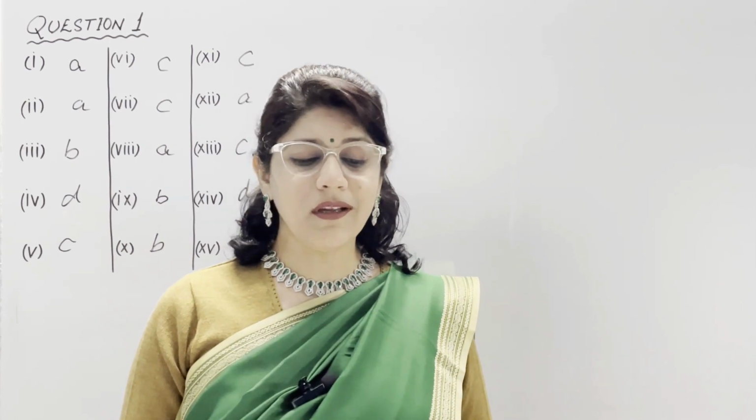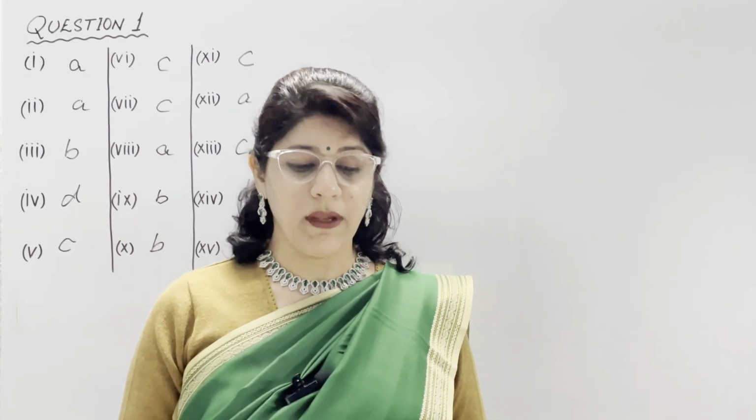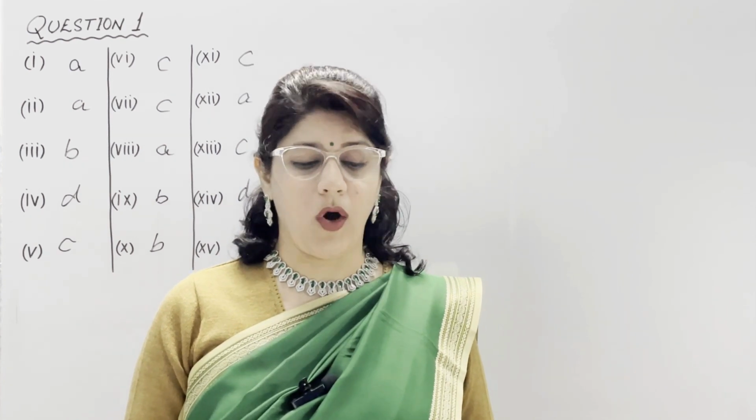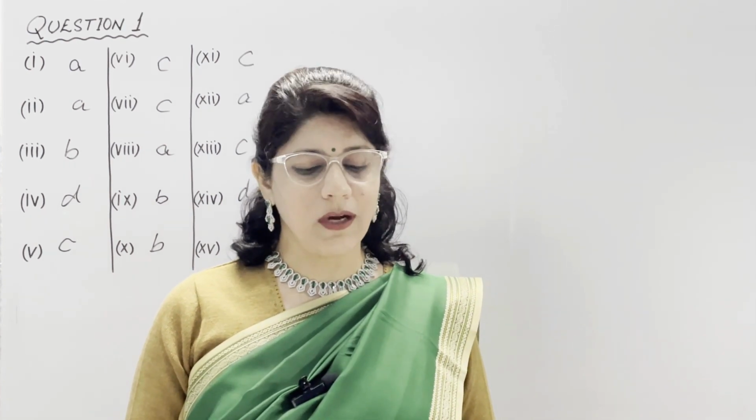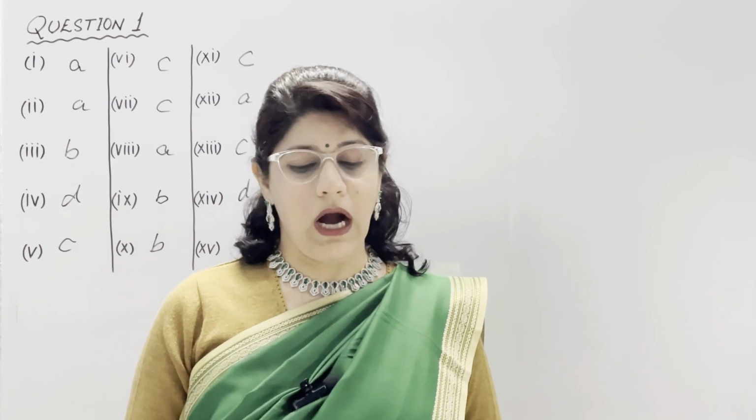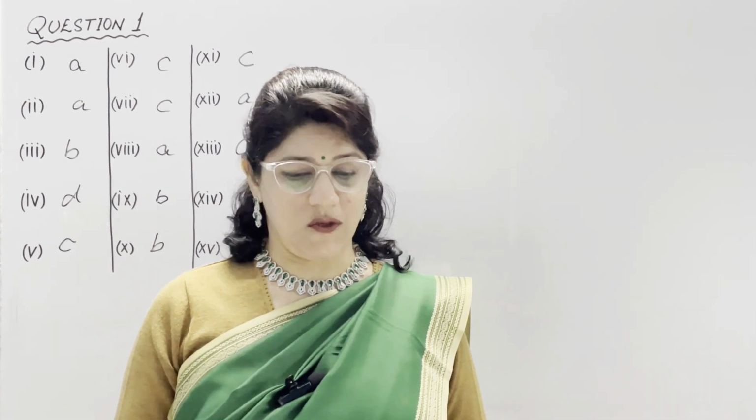Fourth part, what are the functions of blood plasma? It consists of inorganic salts. All the cellular components of blood are suspended in blood plasma.